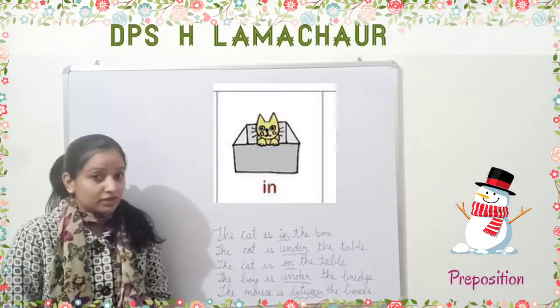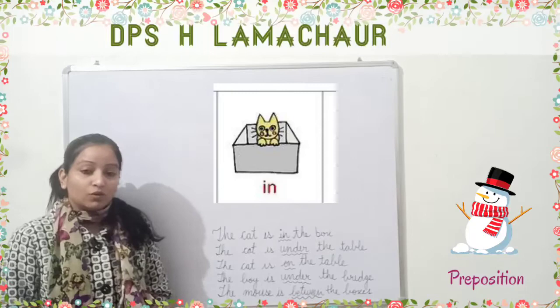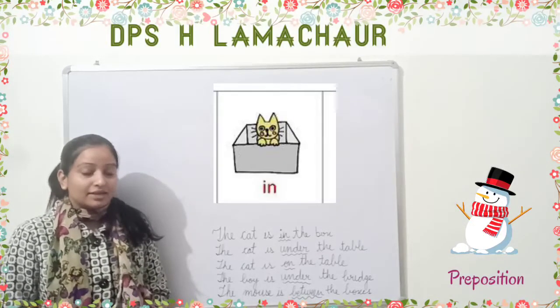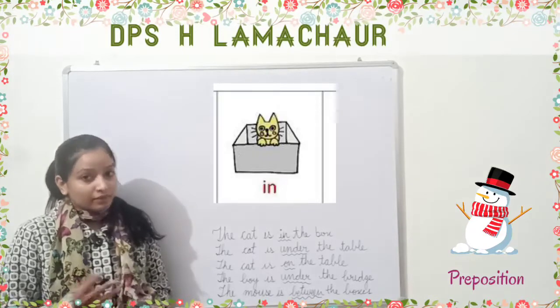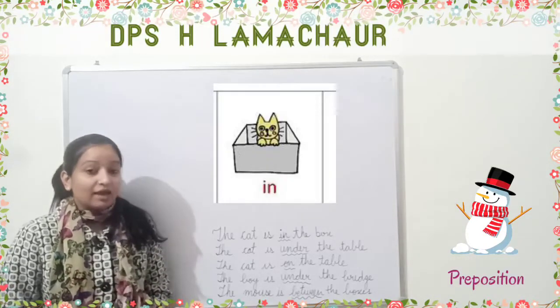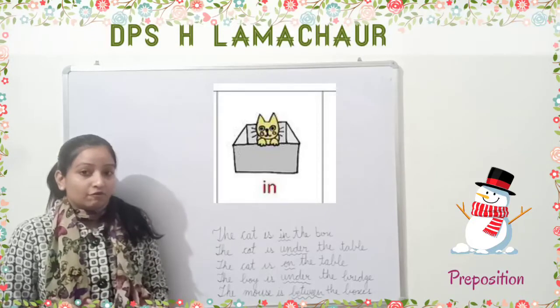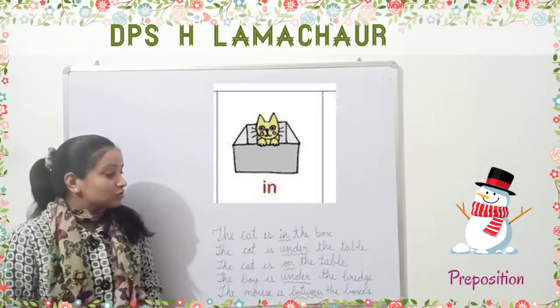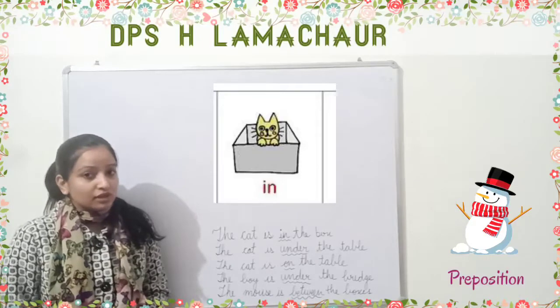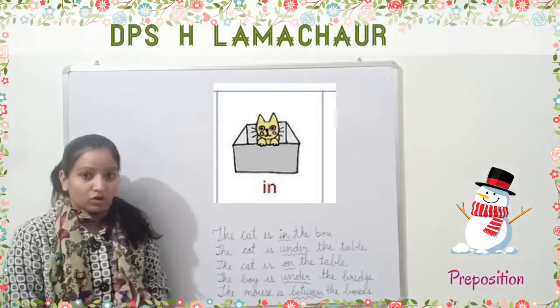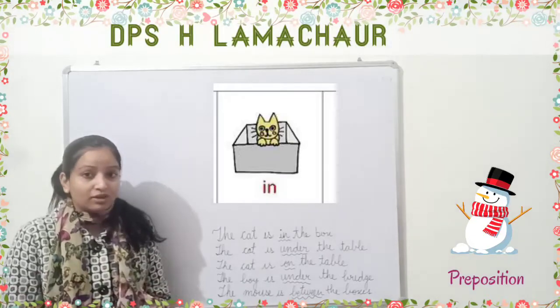Why are we using in here? We know that whenever something is inside of something else, and we can see it, it can move freely, so in that case we use in. So here you can see that the cat is in the box. It is not packed from all the sides.